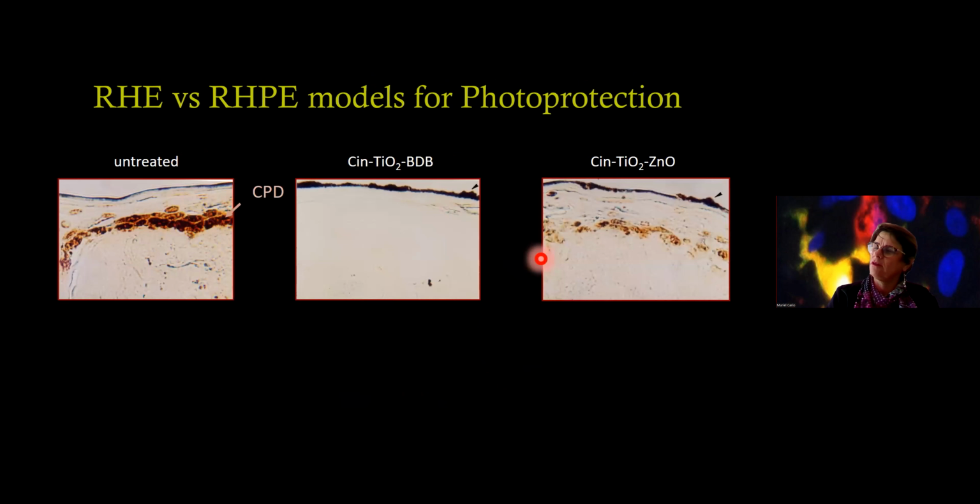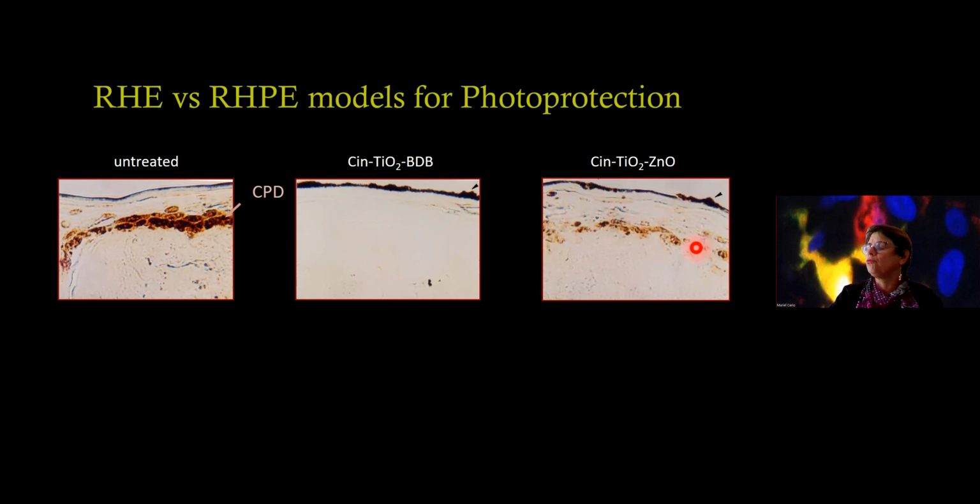For photoprotection, we can use this model, which is very efficient. As you can see here, it's a staining of DNA damage induced by UVB. You can see that with this cream, this sunscreen, we have no DNA damage, whereas with this one, there is some kind of DNA damage.